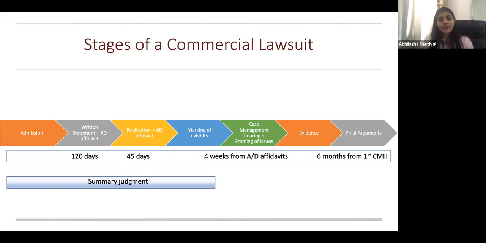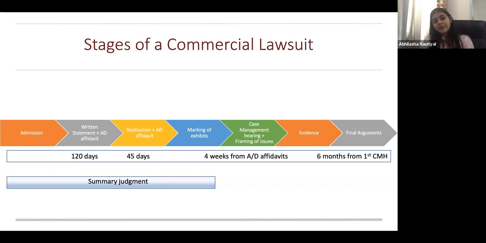The key differences are, after the admission of the lawsuit, the written statement has to be filed along with an affidavit of admission denial within 120 days from receipt of summons. And this 120 days now, by the Supreme Court, has been held to be a strict timeline. It cannot be extended beyond this. So 120 days is the outer limit. It cannot be extended beyond that in a commercial dispute. Now, the original side rules of the Delhi High Court also mandate that affidavits of admission denial have to be filed along with the written statement.